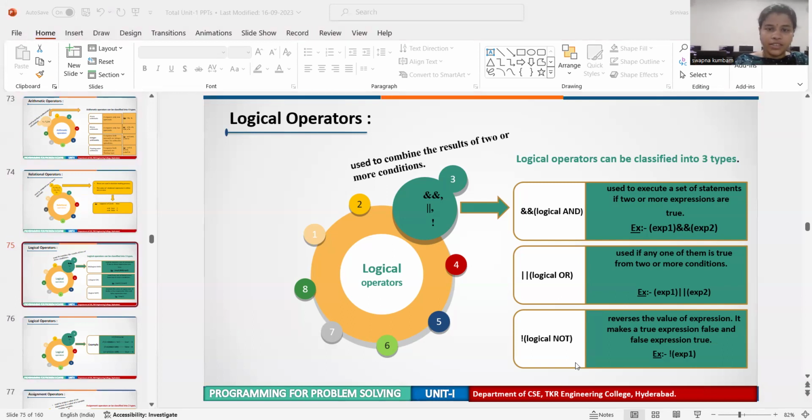Next, the second one is logical or, and it is indicated with two pipe symbols. And finally, logical not.